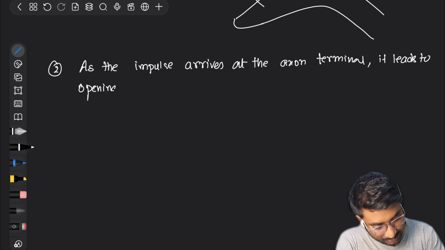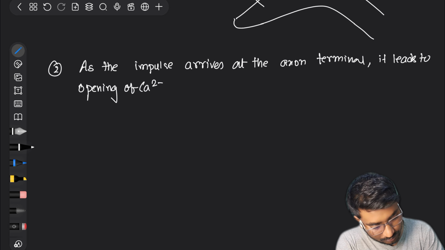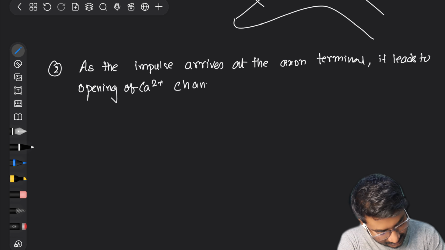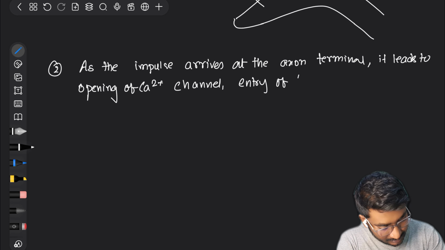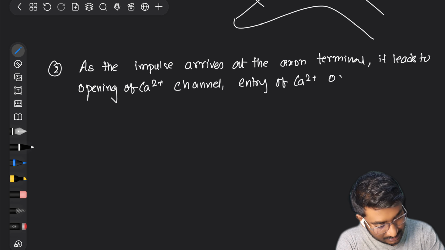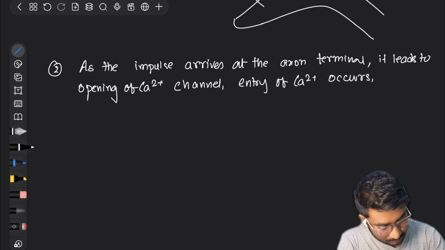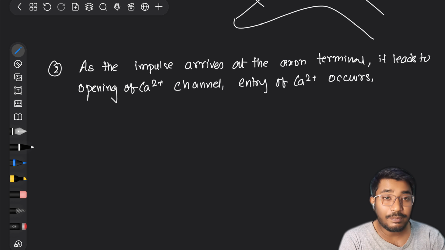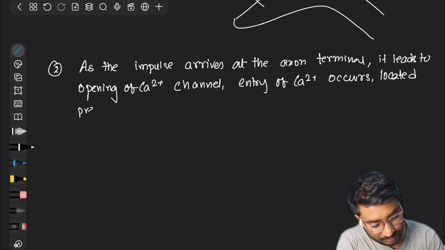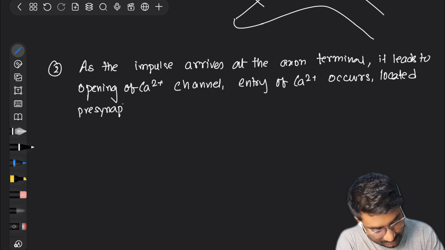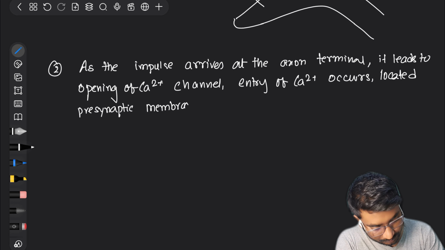It leads to opening of the calcium channel, the Ca2+ channel. Thus the entry of Ca2+ occurs, located on the presynaptic membrane.